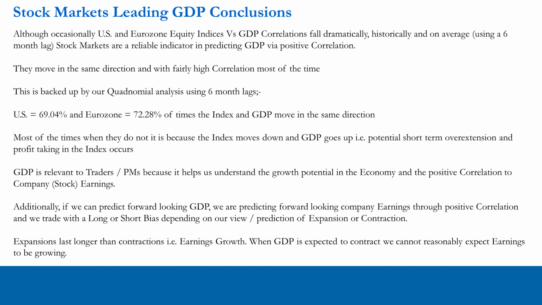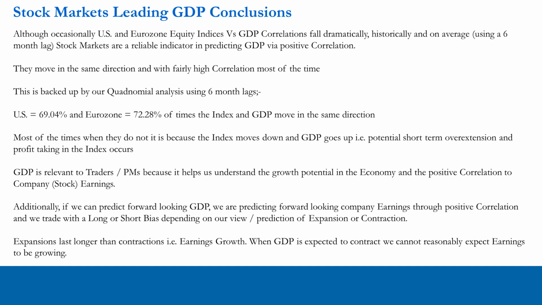Okay. Additionally, if we can predict forward-looking GDP, what are we doing? Well, we are predicting forward-looking company earnings on the whole, on a wholesale basis across the market. Okay. We're predicting forward-looking company earnings through positive correlation, and we trade with a long-short bias depending on our view or prediction of expansion or contraction in the economy.